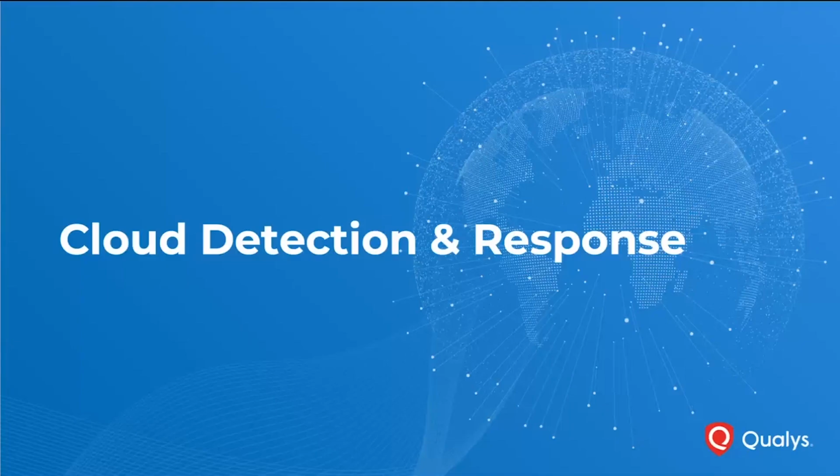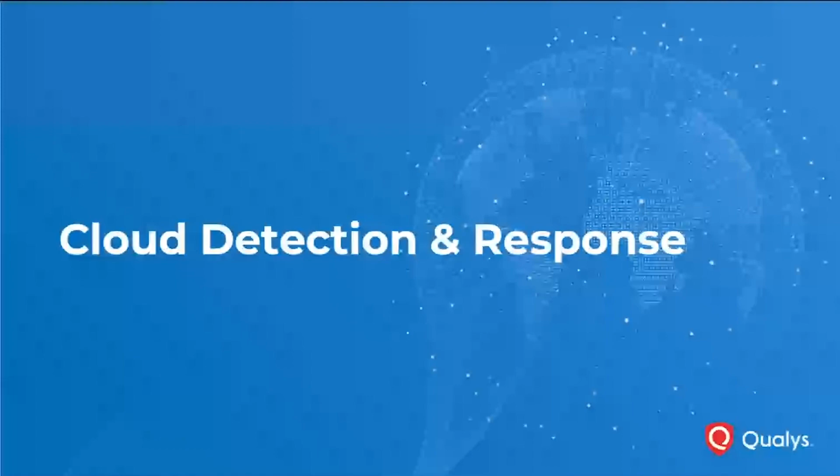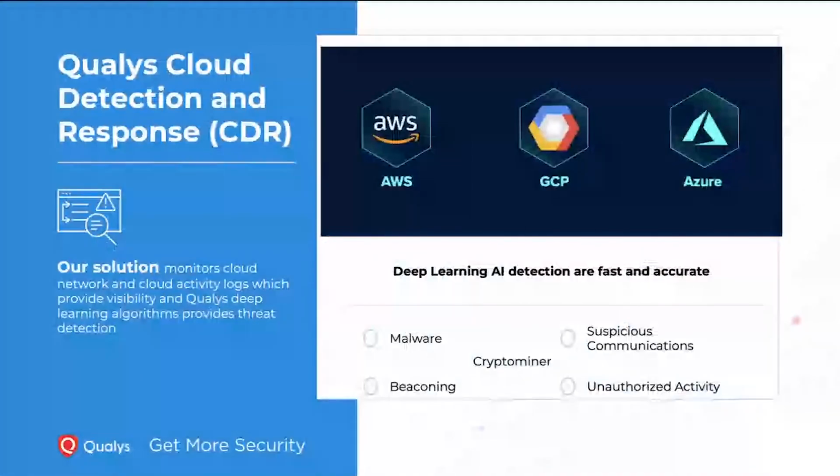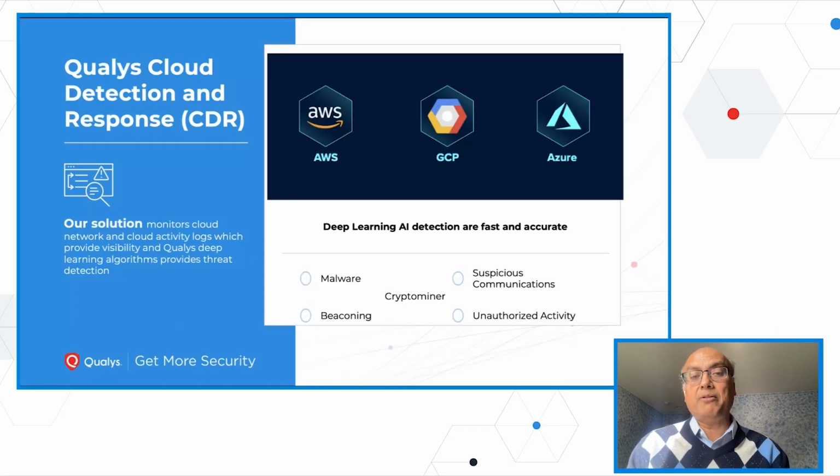Cloud detection and response is our mechanism to detect threats in real time, monitoring the network and cloud logs. We're able to detect malware that may be downloaded, beaconing attacks, cryptojacking and crypto miners, suspicious communication, and unauthorized activity. Now, I'll say a couple of things that are very important here.